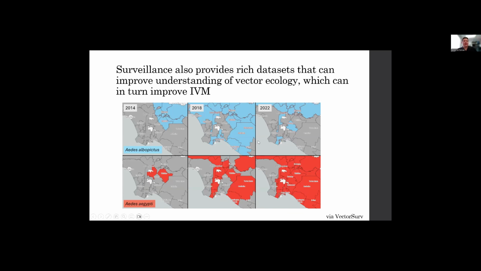This surveillance data also gives us a ton of really rich data, both spatial and temporal, much of which is very standardized by the different traps and trapping methods we use. And we can use that data to better understand the ecology and biology of the vectors, which in turn can feed back into our surveillance programs and integrated vector management to create a positive feedback loop of more efficient and effective vector management.